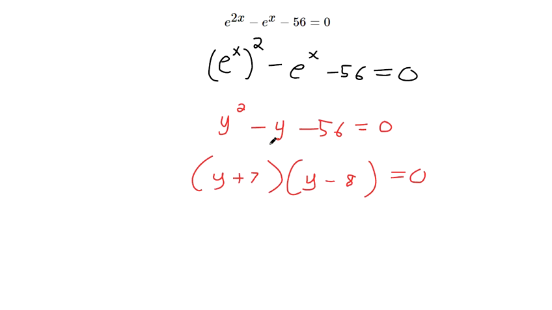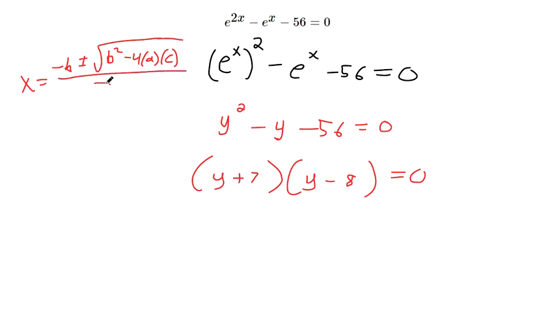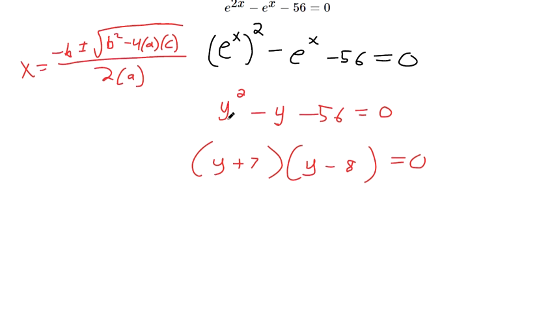If you're having a hard time with this factoring, you can use the quadratic formula, where b is negative 1, a is 1, c is negative 56, and a is 1, like we said. So you could plug that in, you're going to get the same answer. The nice thing about factoring is you don't have to go through all those steps, because once you have it factored, you just set each factored piece equal to 0.